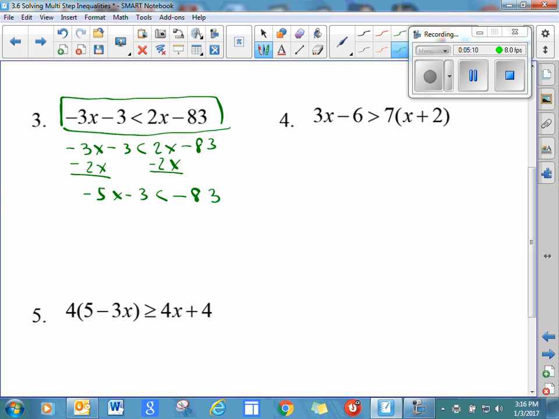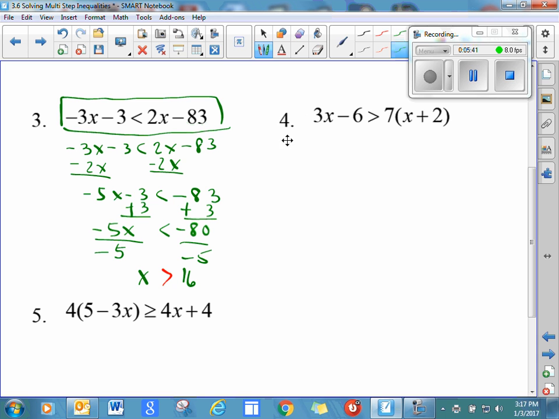Now we're going to add 3 to both sides. Minus 5x less than negative 80. One more step is division, and we're dividing by a negative number. So again, I am going to take this sign and flip it before I write anything else down. Now we have positive x, which is what we want, greater than positive 16.